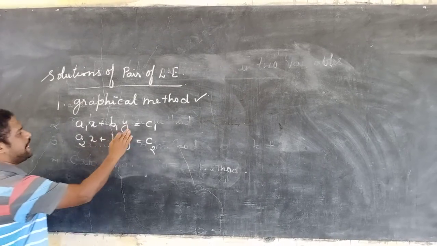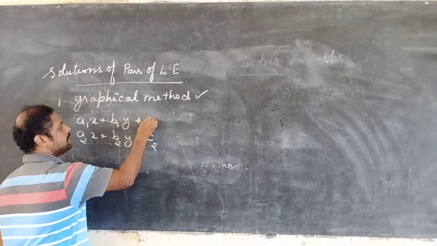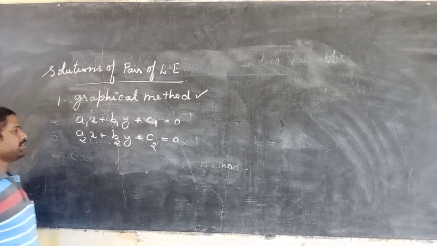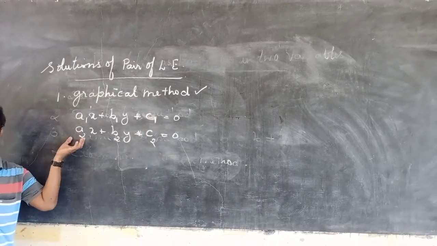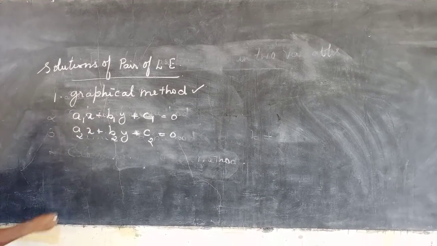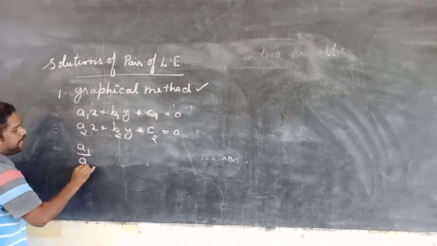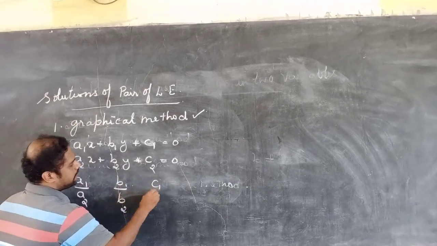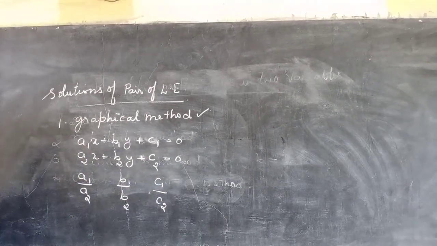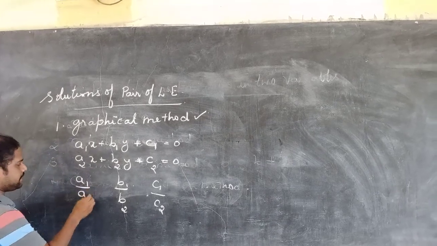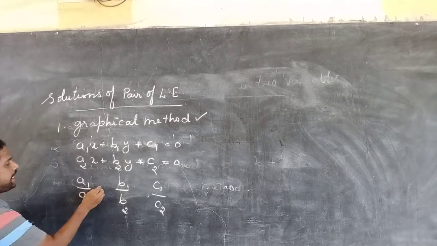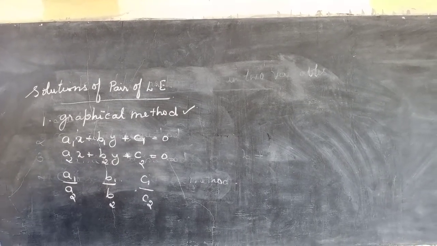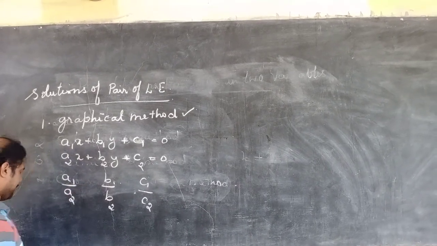Or we can write here: A1x plus B1y plus C1 is equal to 0, and here A2x plus B2y plus C2 is equal to 0. Now while we compare the ratios of these coefficients, that is A1 by A2, B1 by B2, and C1 by C2, whenever the ratio A1 by A2 is equal to B1 by B2, then we have exactly one solution here.